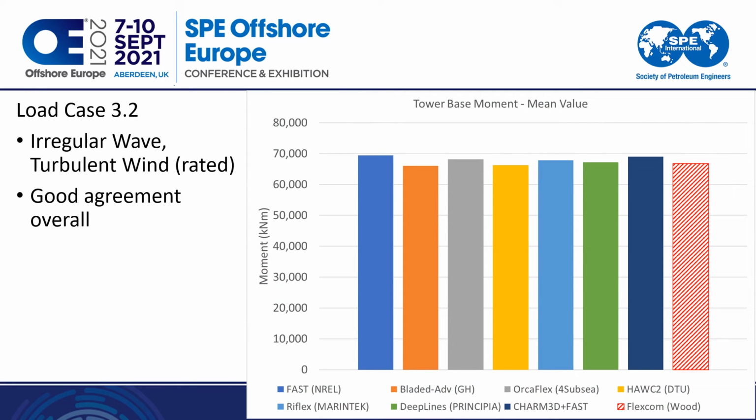Looking now at the mean value of the tower base moment, again for the turbulent wind case of load case 3.2, we're getting very close alignment of tower base moment across the different modeling tools, which is reassuring, because tower base moment is obviously a critical design driver for the platforms and the tower interfaces. So it's good to see all the software modeling tools giving quite close alignment for the mean value of tower base moment.